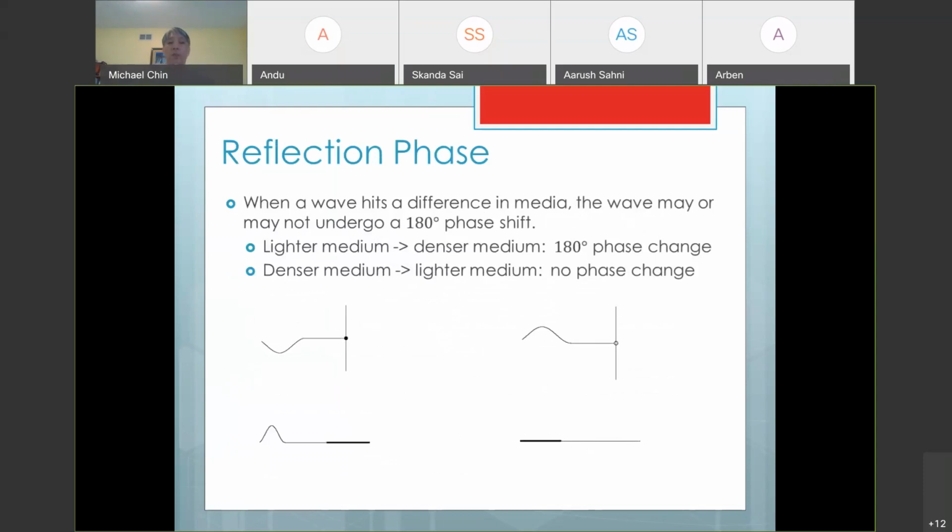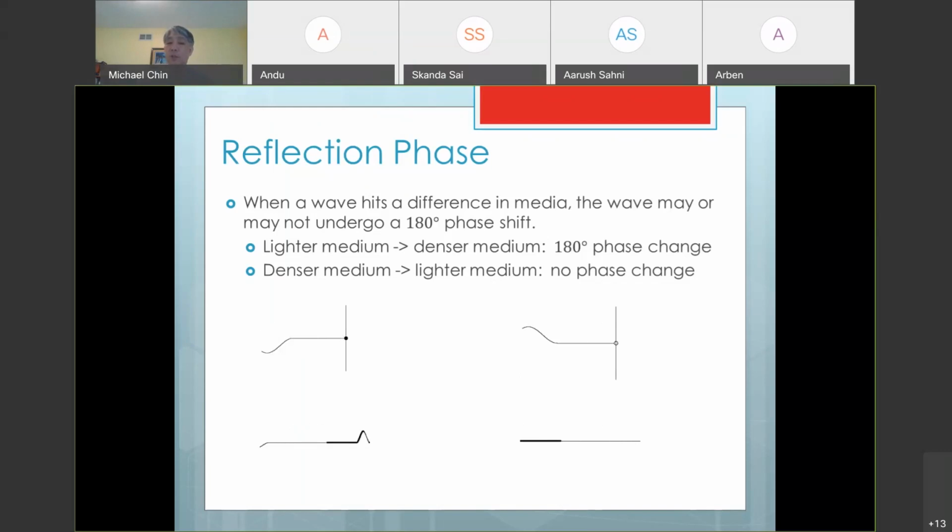Whenever the wave is coming in from a lighter medium and hitting a denser medium, it could be something as dense as a wall, or something just slightly more dense, like a heavier string, in that case, the wave gets reflected 180 degrees.